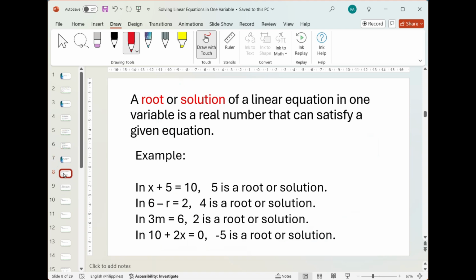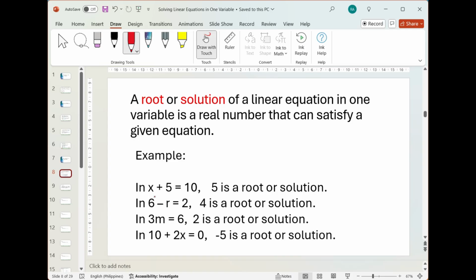So before that, meron tayong mga important terms na kailangan i-consider. Number 1 is what do we mean by root or solution? So when we say root or solution, a root or solution of a linear equation in one variable is a real number that can satisfy a given equation. So kumbaga, ito yung sagot, no? Ito yung nawawalang real number that can satisfy a given equation, particularly a linear equation.